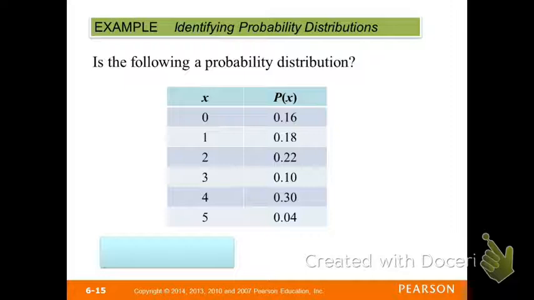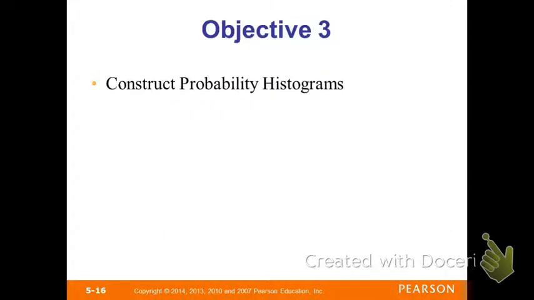Okay, I've got all the probabilities between 0 and 1, and when I add those probabilities up, I get a sum of 1, and so that's a yes. The sum of the probabilities is equal to 1, and they're all between 0 and 1, so we've got a good probability distribution.